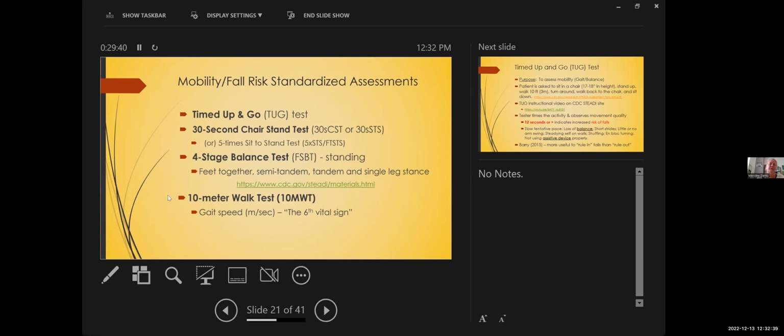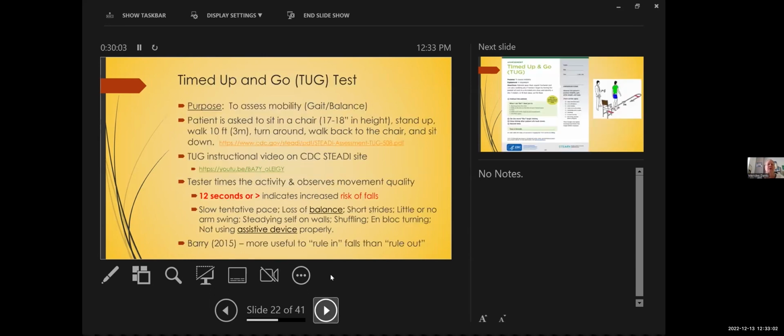I threw in the 10-meter walk test because walking speed is being thought of as the 6th vital sign, and the slower a person walks, the greater risk they have of falling. So I'm not going to take too much time to go over these different assessments, but they're very easy. But I did take time to give you an overview of the purpose.